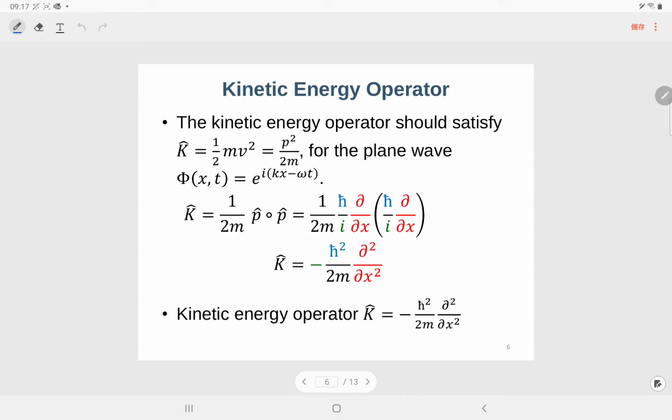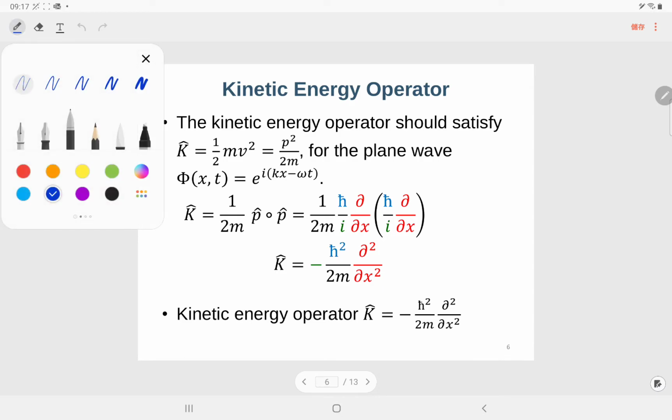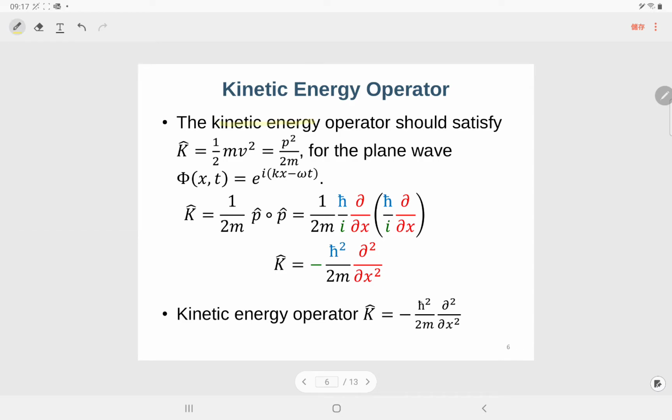And the next step is we can further define the kinetic energy operator. Since we have momentum, we naturally have kinetic energy, the kinetic energy operator. So in classical mechanics, we know that the kinetic energy should be 1/2 mv squared, or in quantum mechanics they prefer p squared over 2m, but actually they are the same, because you only multiply by m and divide by m, and mv is p. So we have p squared over 2m.